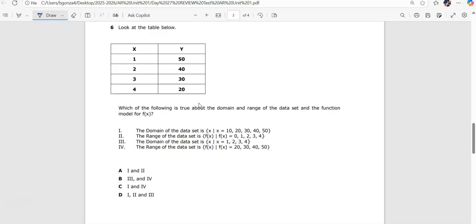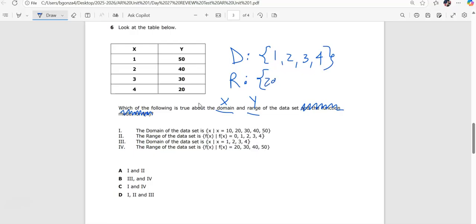On this table, we want to find the domain and range of the data set. The domain is x, the range is y, so my domain should be all the x values in order: 1, 2, 3, and 4. The range should be all my y values in order. Now remember, in order means least to greatest: 20, 30, 40, 50.